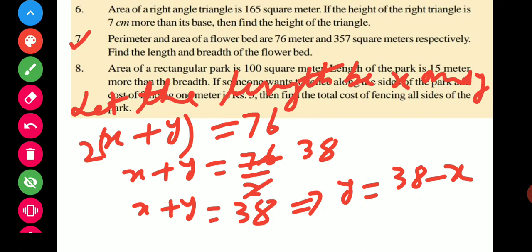Now come to the area. Area is given as 357.